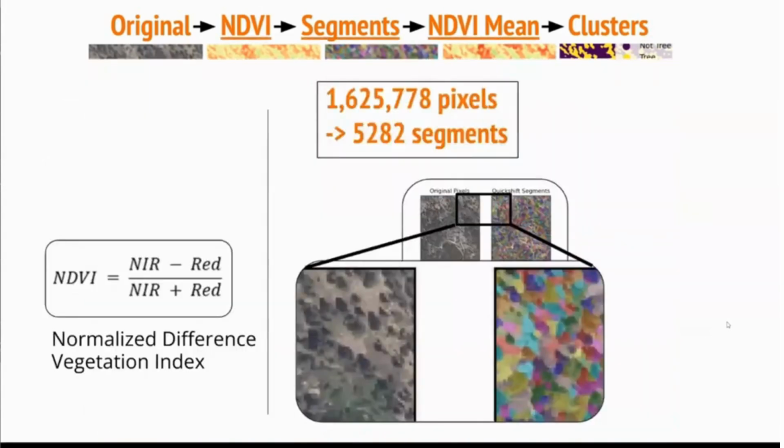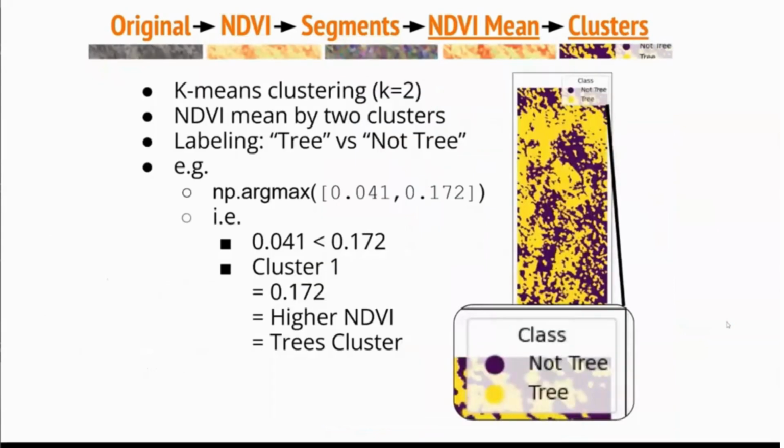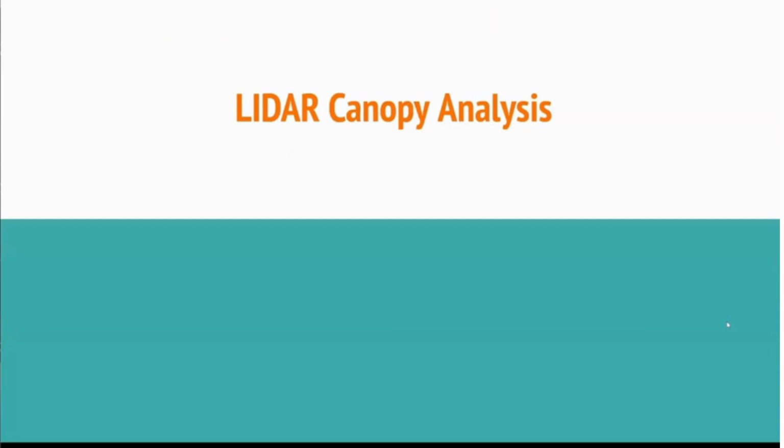The primary reason for creating segments is to reduce the computation needed for k-means clustering, which is more expensive than calculating NDVI alone. As you can see in this example, we reduce 1.6 million pixels to around 5,000 segments. Next slide. And the reason we cluster on NDVI means is to label each segment as trees or not trees, by assuming that a higher NDVI mean corresponds to trees. And then to you, Peter.